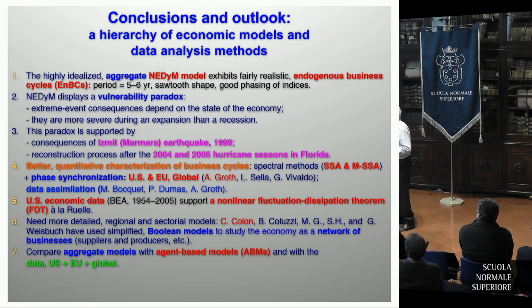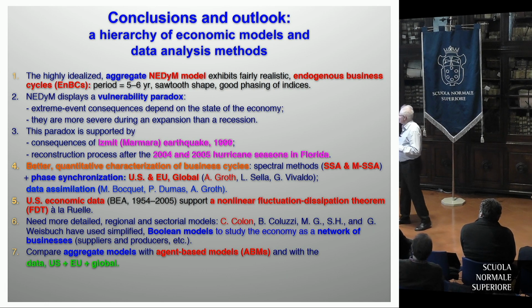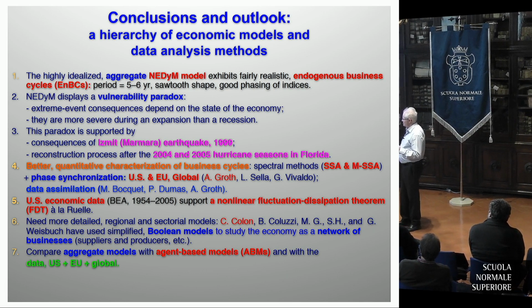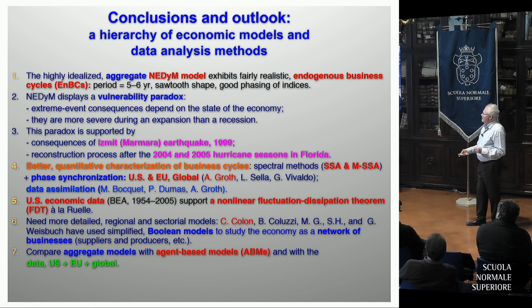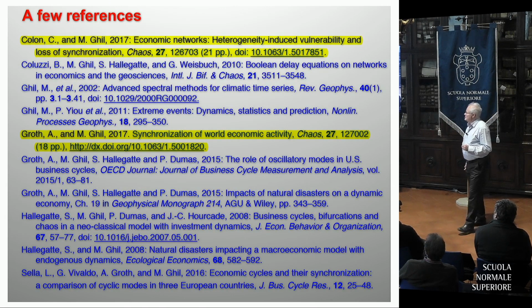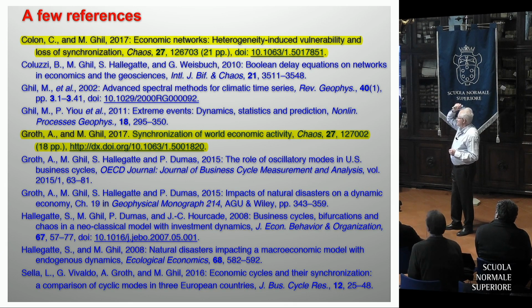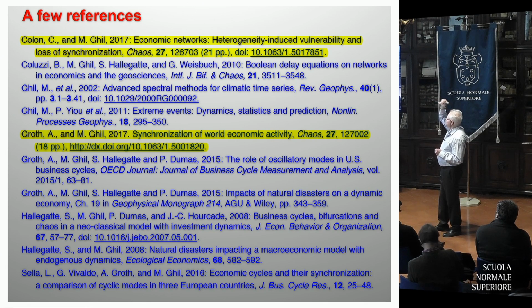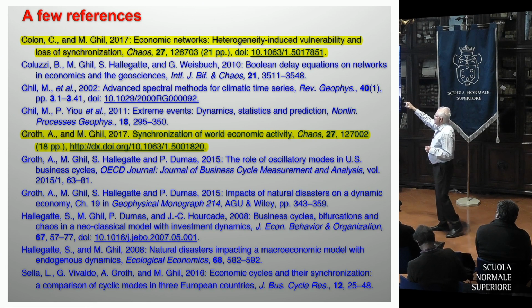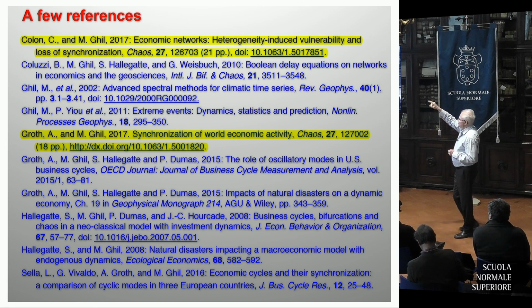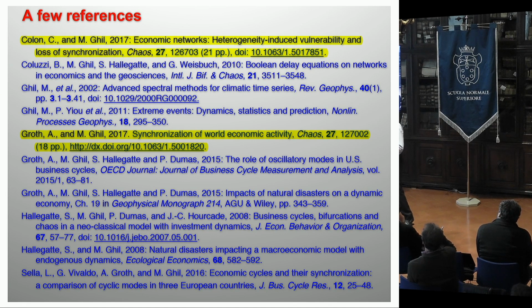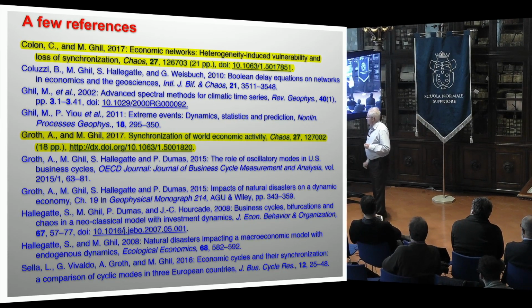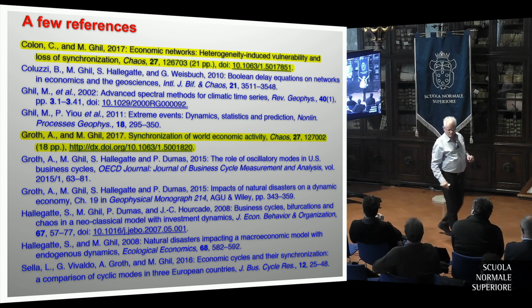If you ever invite me back after this, I'll try to talk to you about Boolean models to study the economy as a network of businesses, suppliers, and producers, and compare aggregate models with agent-based models, and of course with the data. And here are some references. I just highlighted the last two papers, which were published just a year ago, in December of 2016. There was a special issue of Chaos on synchronization, and they were part of that issue. And some of the other references that I mentioned to you. This one has to do, among other things, with the Italian economy. And as I said, this is one where you can find all the equations of the model in one place.